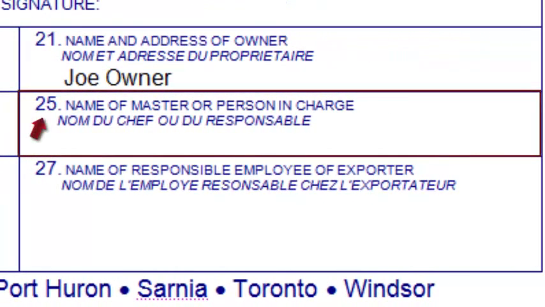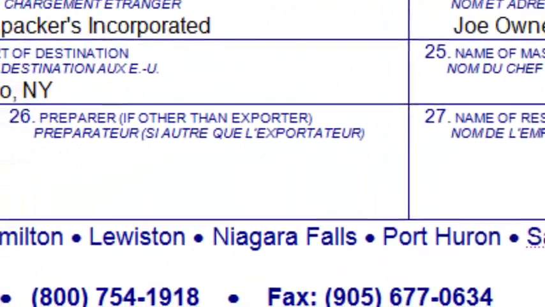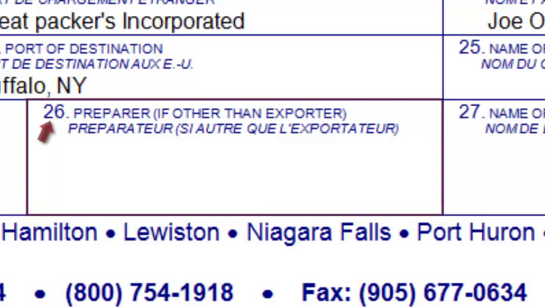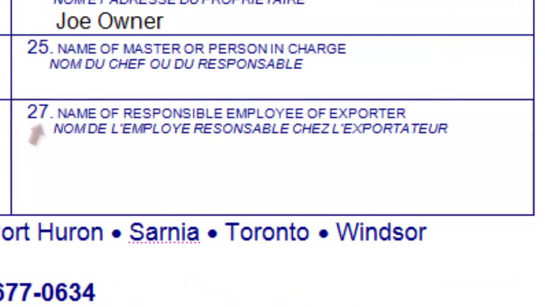Box 25 is the name and master person in charge. This is the driver of the importing conveyance or truck driver. You can leave this blank. Box 26 is the preparer. This is to be filled out if the person or company handling the transport of goods is different from Box 1. Otherwise, leave it blank. Last is field 27, name of responsible employee of exporter. This is a person who works for the exporter who has full knowledge of the facts concerning the export.